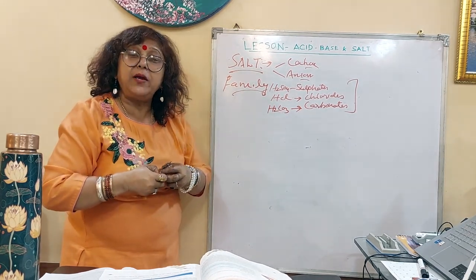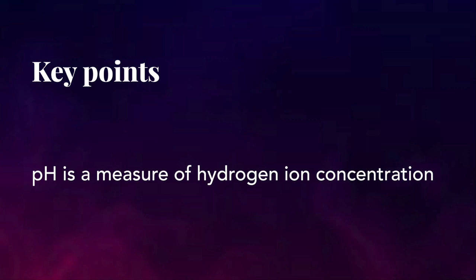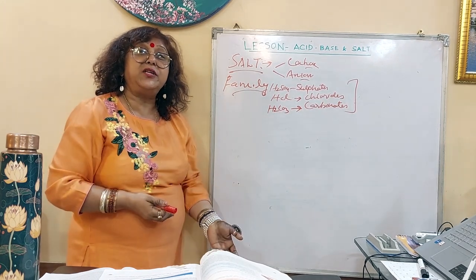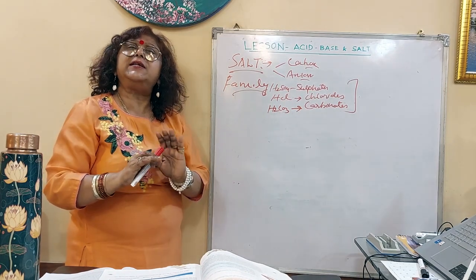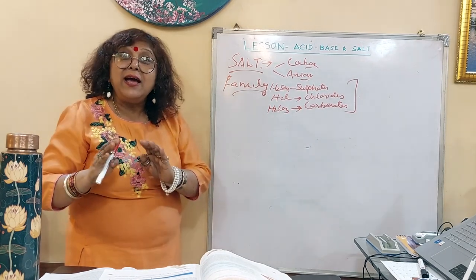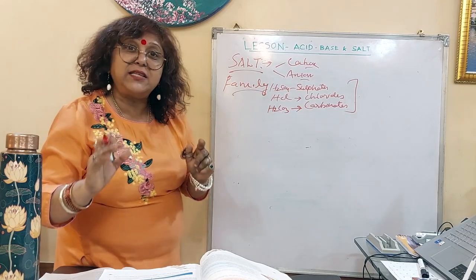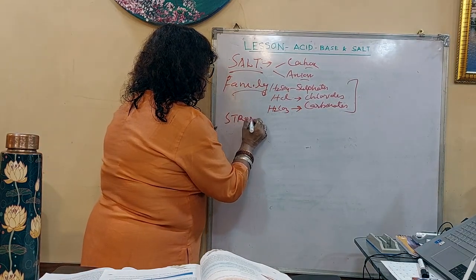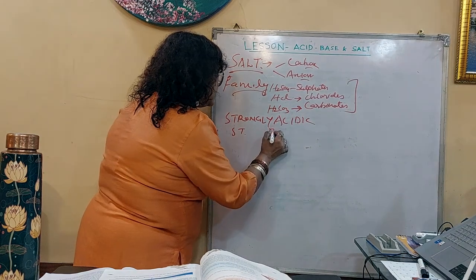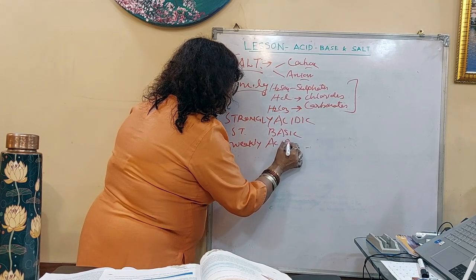Now, the salt which I am talking about has its own pH. I will tell you about pH at the end, which means the strength of the hydrogen ion concentration. In a particular salt, the question is whether the hydrogen ion concentration is more or the OH ion concentration is more. If both of them are the same, the salt will have a neutral pH, or the salt can also have a strongly acidic pH or a weakly acidic pH, or a strongly basic or a weakly basic pH. Now I'm telling you, salts can also be classified as strongly acidic, strongly basic, weakly acidic, weakly basic.